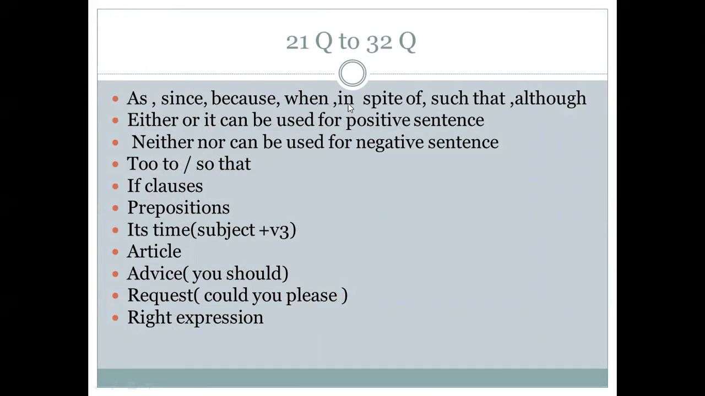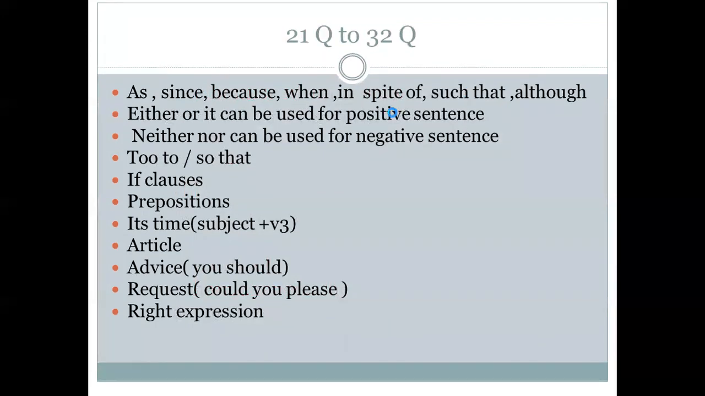And as, since, because, when, in spite of, such that, although. These are all used for combining sentences, and either or can be used for positive sentences, and neither nor can be used for negative sentences. The combining sentences, if clauses, prepositions, each time, article, advice, request, and right expression. Let me discuss about them.